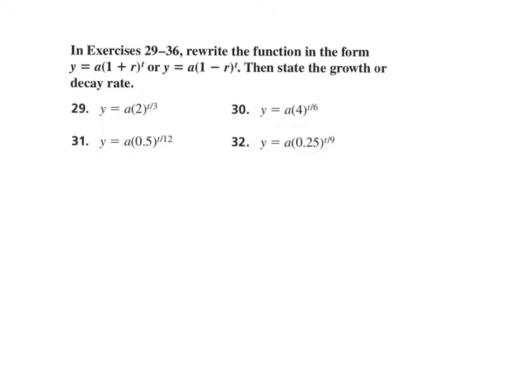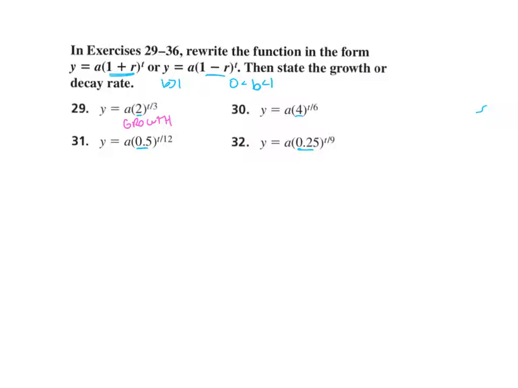So number 29, remember with growth, we know that the b value is greater than 1. And then for decay, that is when the b is between 0 and 1, right? And the b value is the number that's inside here. So in this case, for number 29, we know that it is a growth function.